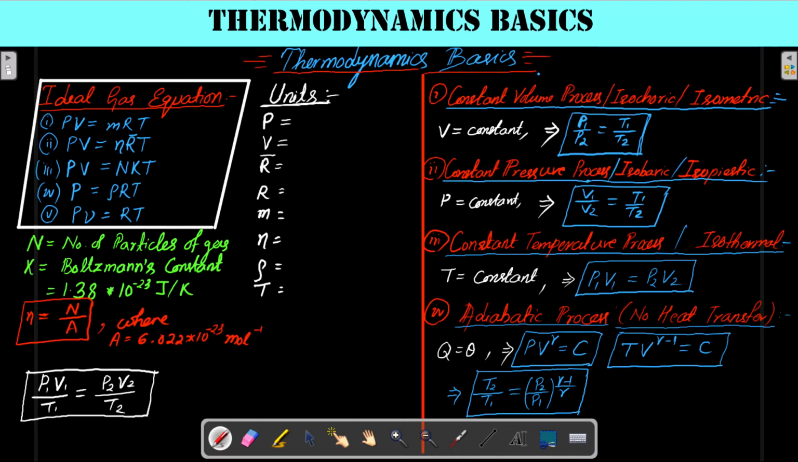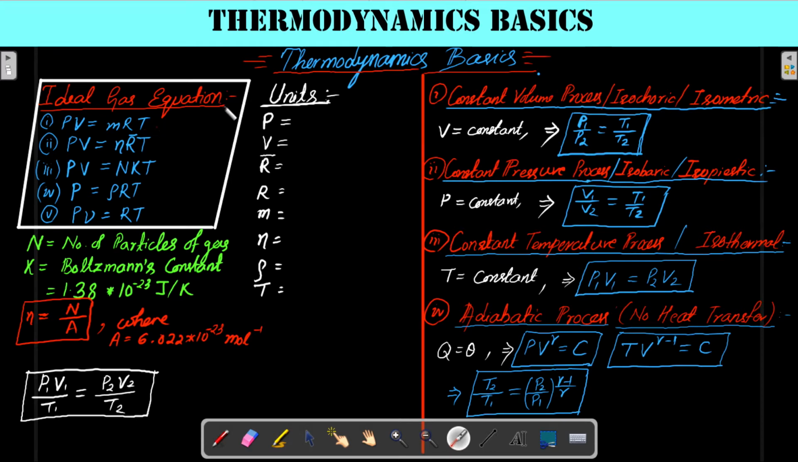So at first we'll see the ideal gas equation. The ideal gas equation is PV equal to mRT. In other forms, PV equal to nRT, PV equal to NkT, P equal to rho RT, P v equal to RT. The units of these are important. So P is pressure, V is the volume, m is the mass of the gas, R is the characteristic gas constant, and T is the temperature.